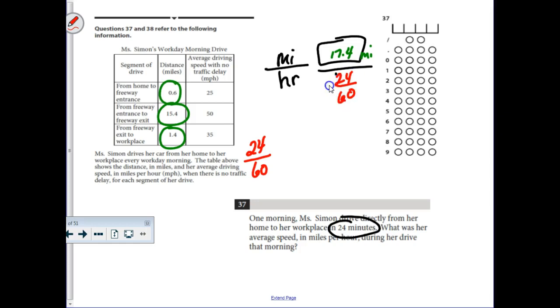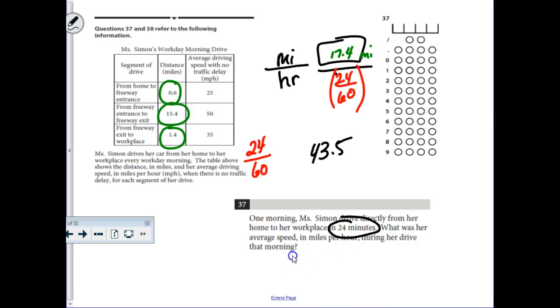If you want to write it as a decimal, you can. If you don't want to write it as a decimal, just be careful that when you type this in your calculator, you use parentheses around the 24 over 60. Type that in your calculator, and you should get, is it 43.5 exactly? Cool. All right. So it says, what was her average speed in miles per hour?